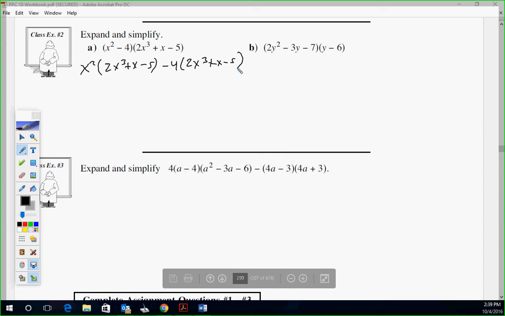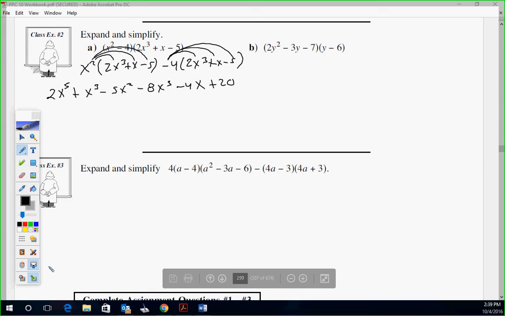So I do that. That's going to be 2x to the 5th plus x cubed, negative 5x squared, negative 8x cubed, negative 4x, and positive 20.